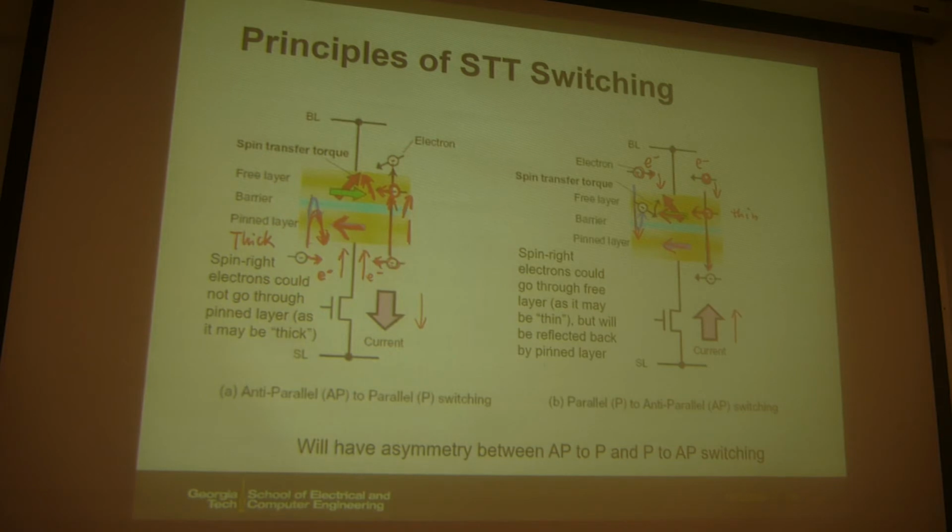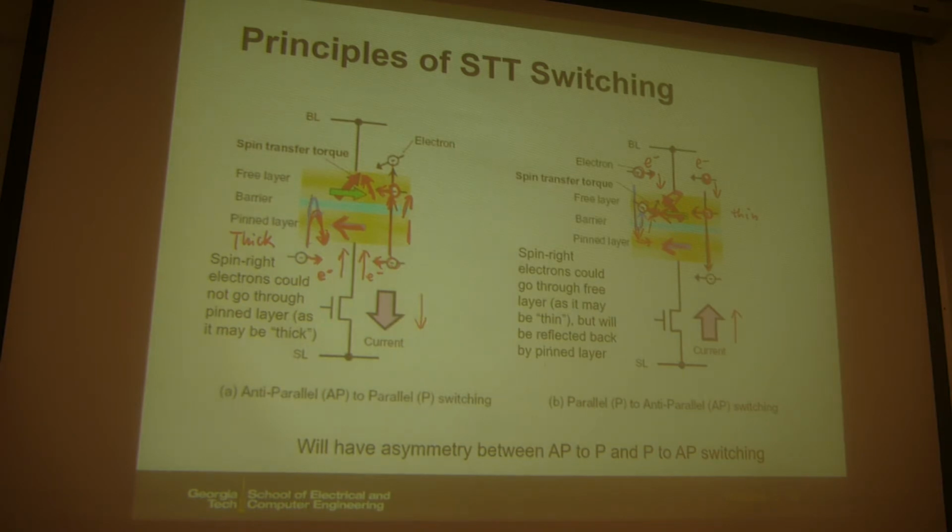When it reaches the pinned layer, because the pinned layer is pointing to the left, these electrons pointing to the right will be reflected back, because the pinned layer is thick, so it cannot travel through, so it will be reflected. So once those electrons are reflected back, they are pointing to the right, so those electrons will insert a torque to the free layer, try to flip the free layer to the right as well. So this is how the parallel state switches to the anti-parallel state.